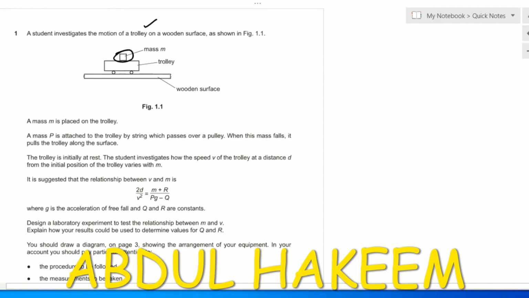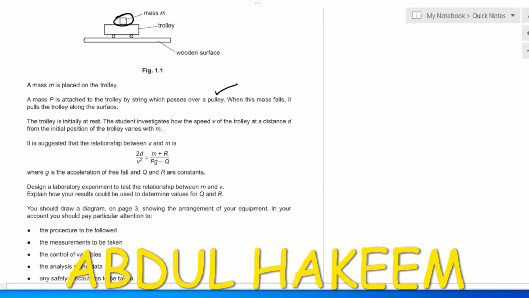A mass P is attached to the trolley by a string passing over a pulley. When the mass falls, it pulls the trolley along the surface. The trolley is initially at rest. The student investigates how the speed v of the trolley at a distance d from the initial position of the trolley varies with m. M is the small mass.